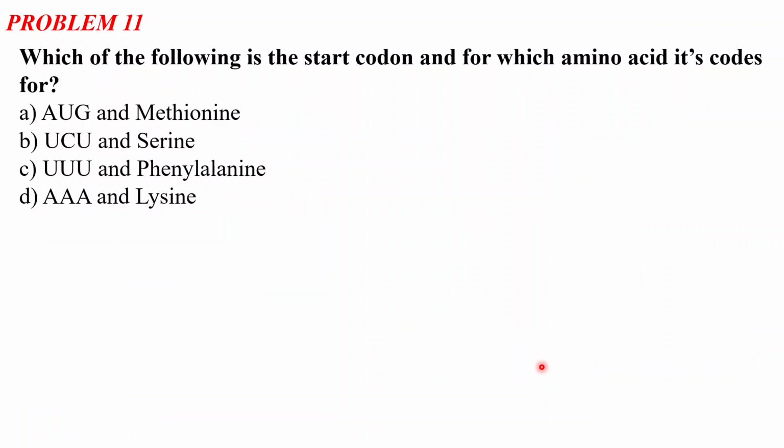Problem number 11 says, which of the following is the start codon and for which amino acid does it code? I think I have discussed it many times, but still I want all of you to answer this question. Number A, AUG and methionine. Number B, UCU and serine. Number C, UUU and phenylalanine. And number D, AAA and lysine.